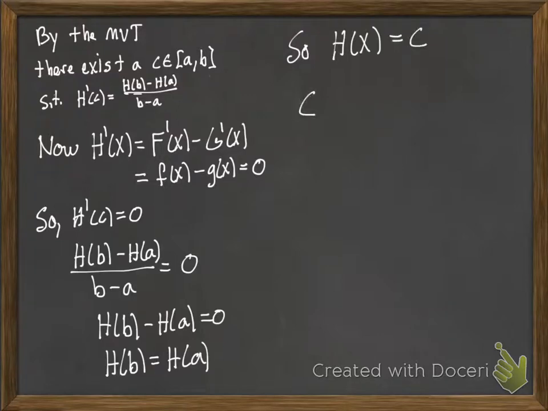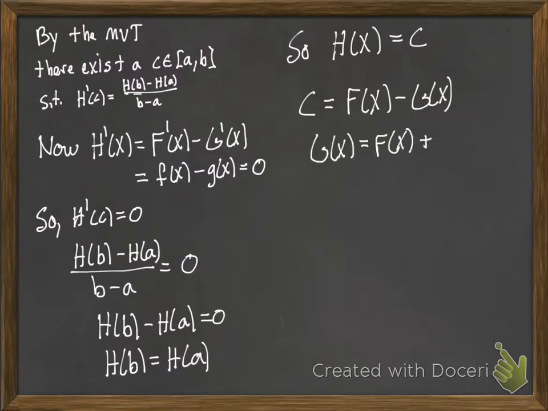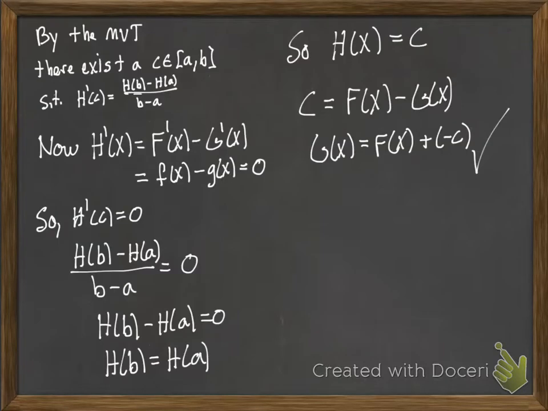Well, if they're all equal, then H of x has to be equal to some constant. Call it c. And so finally we have c is equal to F of x minus G of x. And so from there we have G of x is equal to F of x plus a negative c. But whether it's c or negative c, it's still just a constant. And so we have our result. G of x has now been shown to be F of x plus a constant.